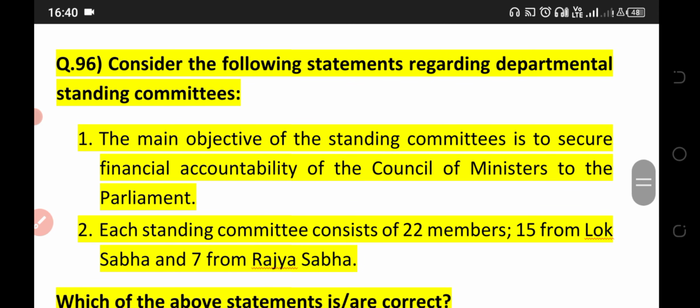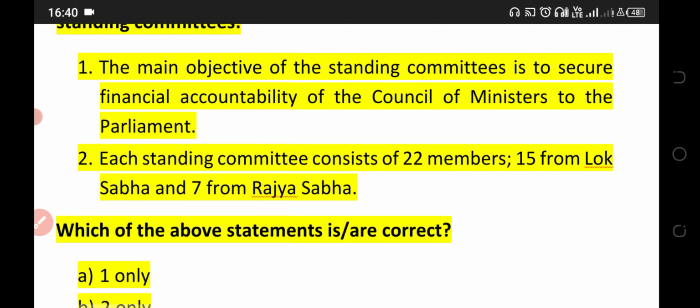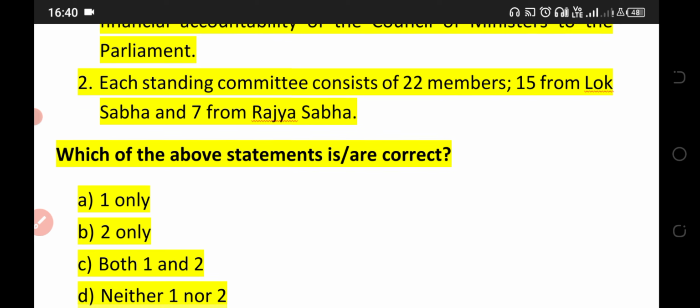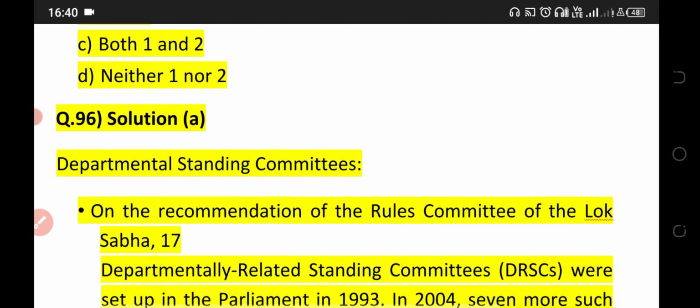Consider the following statements regarding the Departmental Standing Committee. The main objective of the Departmental Standing Committee is to secure financial accountability of the Council of Ministers to the Parliament. Each standing committee consists of 22 members, 15 from Lok Sabha and 7 from Rajya Sabha. Absolutely, A is the right answer.